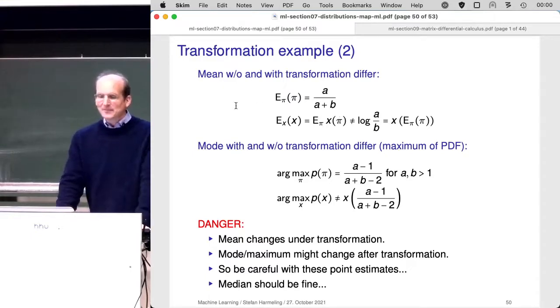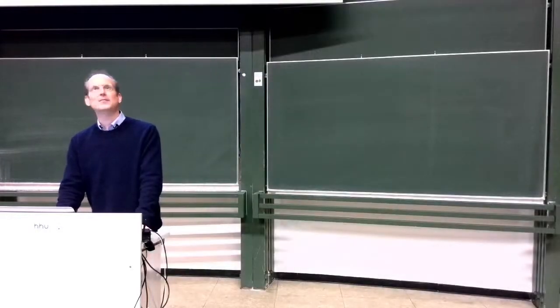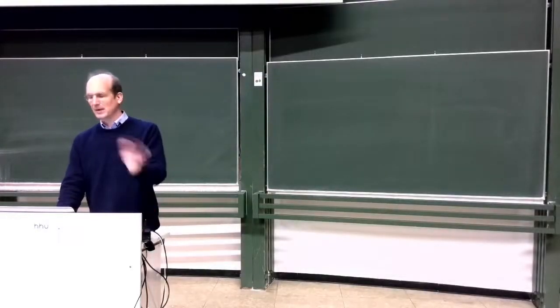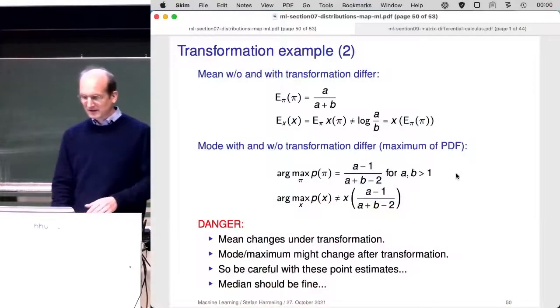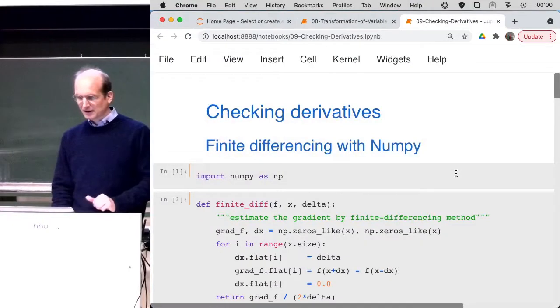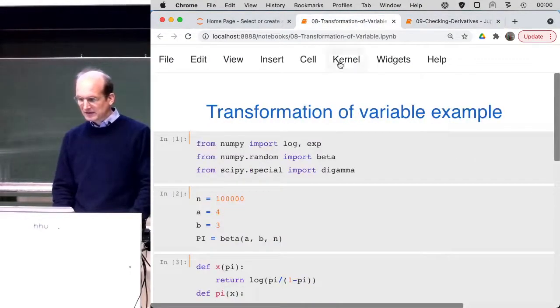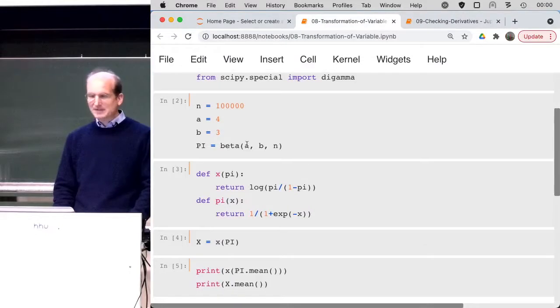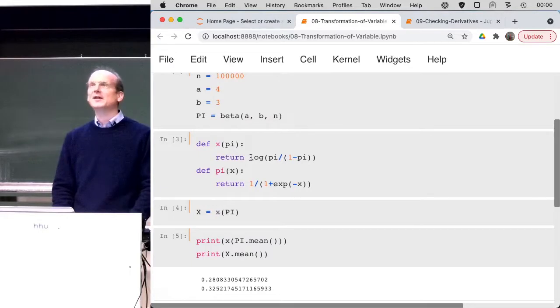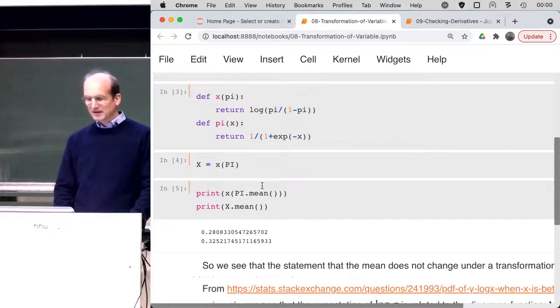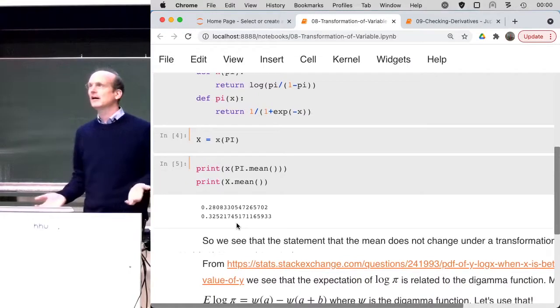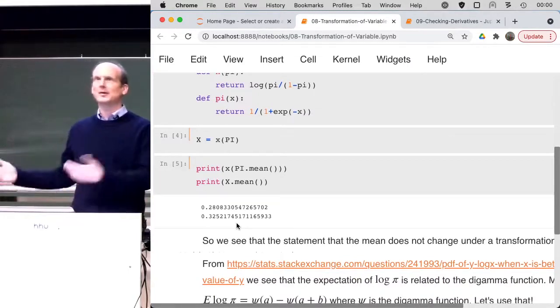So basically, when you nonlinearly transform a random variable, the mean can change, okay? Let me also give you a very simple example. I give you an example inside a Jupyter notebook. So I implemented these things. Here's a sample from a beta distribution in Python. And now I'm having these transformations exactly as on the slides. And then I can calculate the means, and they do not agree. Okay, so this is a counterexample to what I always said in the lecture.